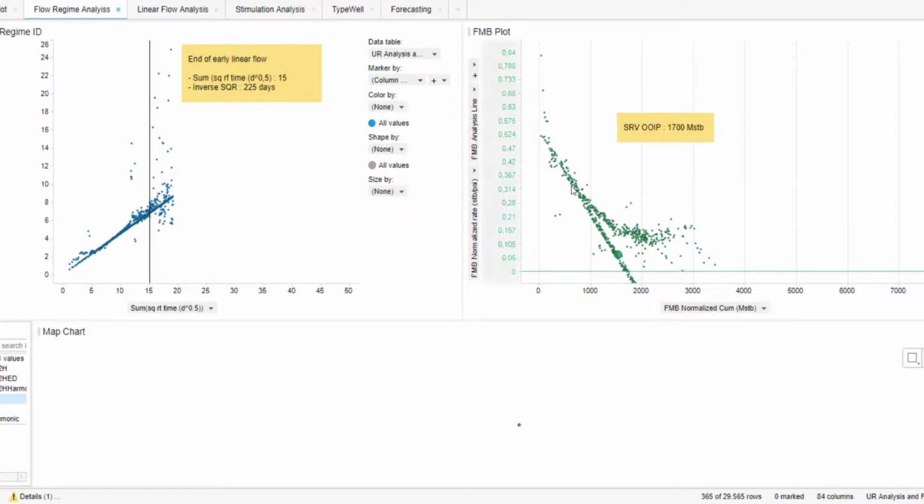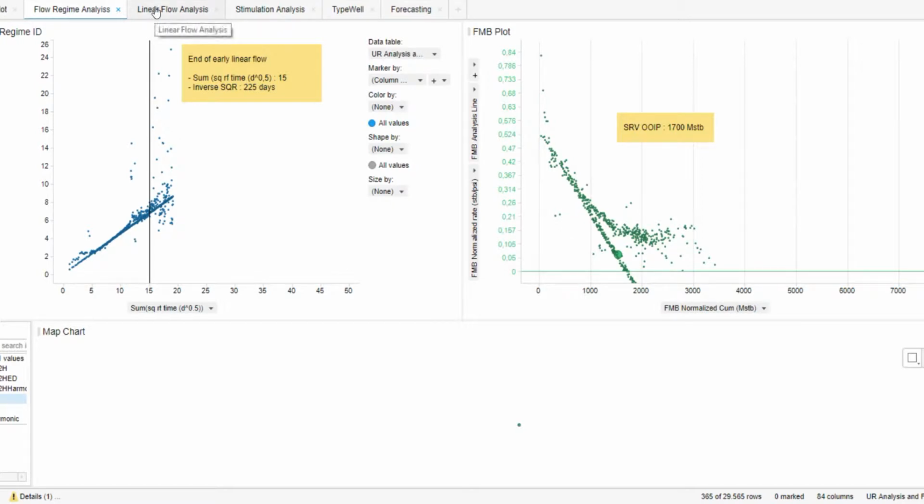The right plot is a flowing material balance plot, and from this one we can get some estimate of the stimulated reservoir volume oil in place, and for this specific well it is about 1700 m stock tank barrel.